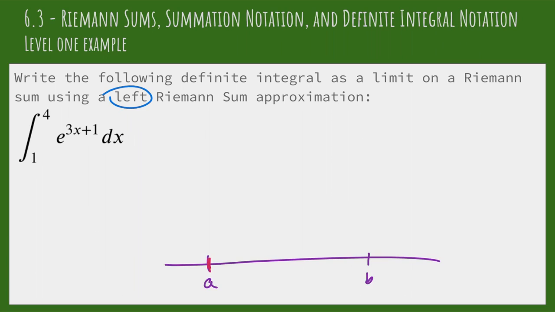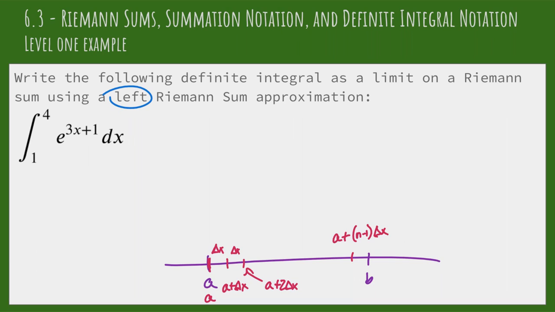When we use the left endpoints, the first one is going to be a. The second one is going to be a plus delta x. Then we're going to have a plus 2 delta x, and so on, all the way up to the last one here, which is going to be a plus... Now, the first one, we're not adding any delta x's, and we're doing this n times, so this is going to be n minus 1 times delta x.